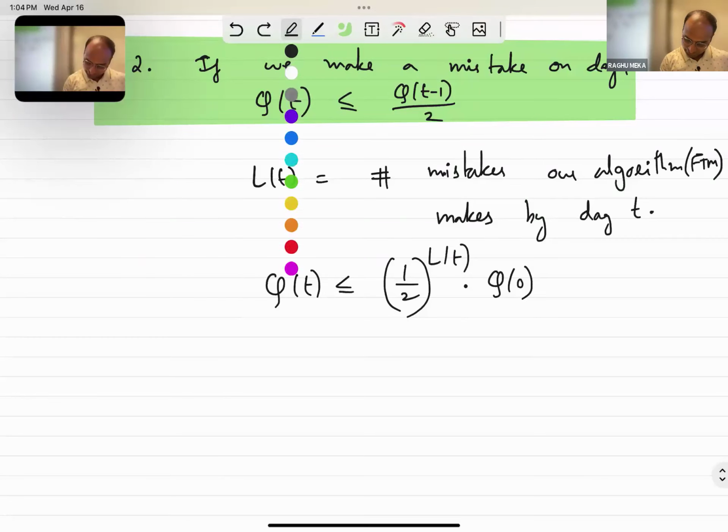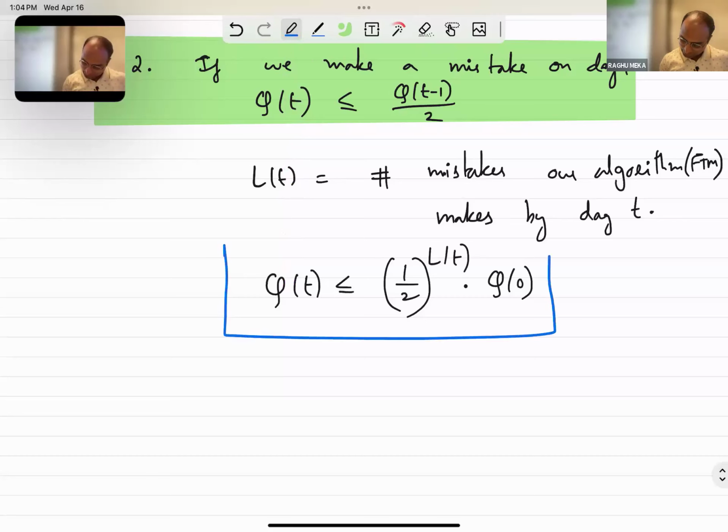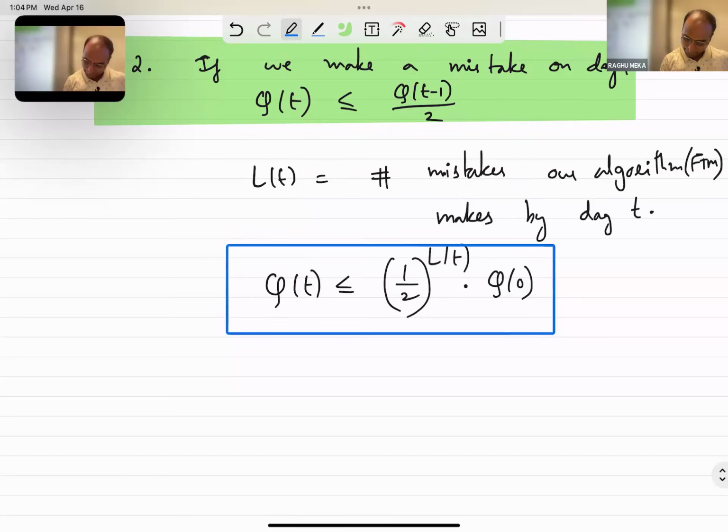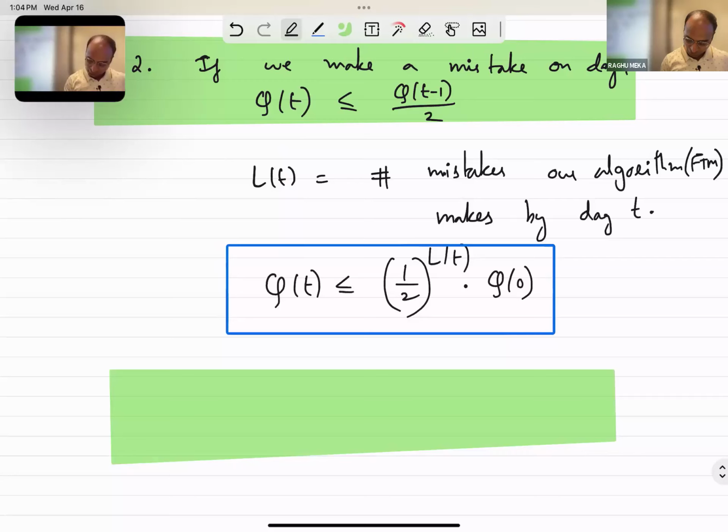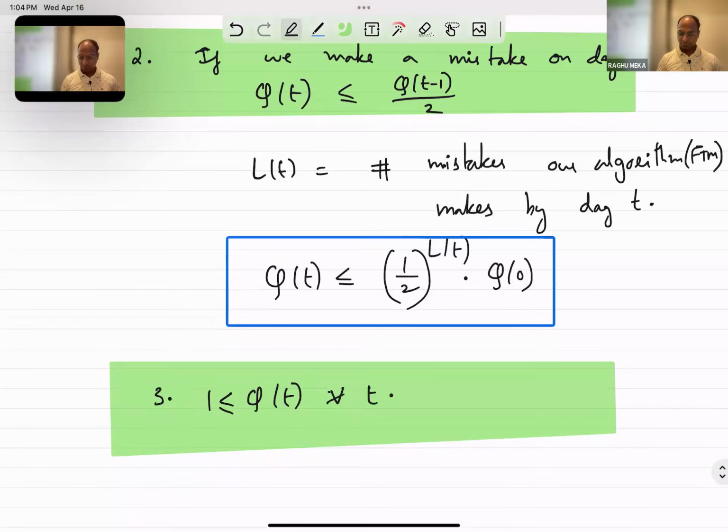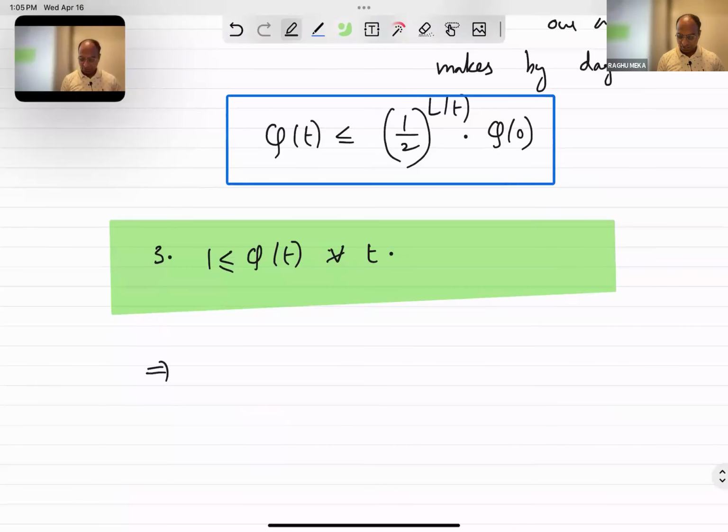And lastly, we have the following simple claim: at any time there's at least one expert who is alive, because there is an infallible expert who never made a mistake, so that person will never be thrown out. Okay, so this is for all t. So if we combine these two things, we get 1 is less than or equal to 1/2 raised to the power of the loss.